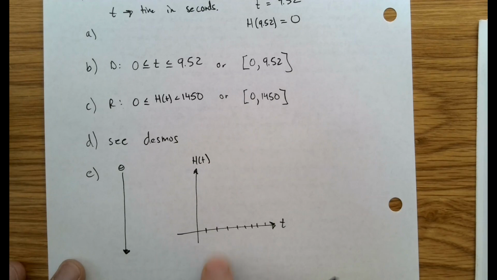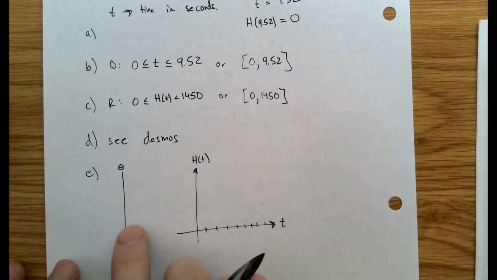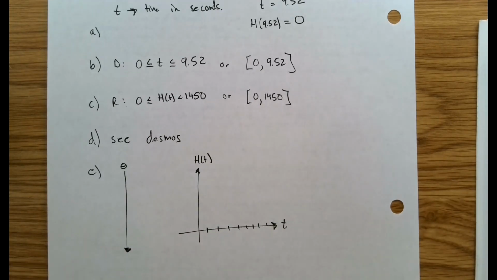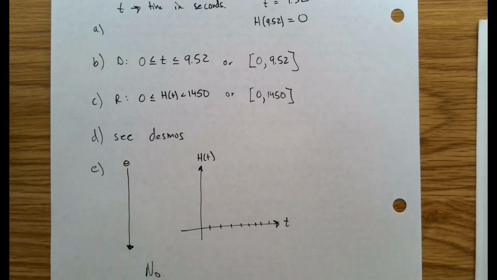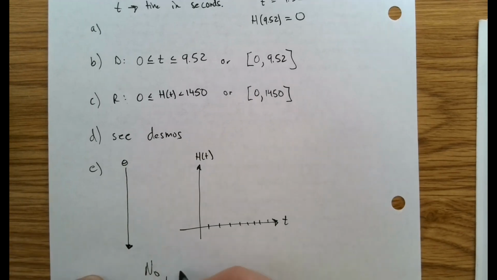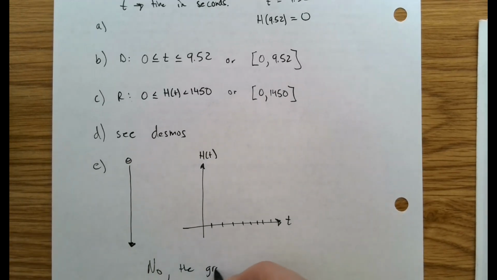It wouldn't be a function. It'd be this vertical line like this, and we know that's not a function. There's infinite outputs for that one input. So the answer here is no. The graph is showing the height of the ball with respect to time.